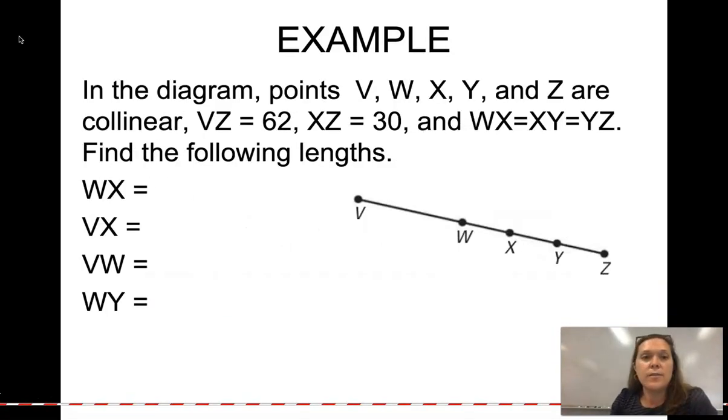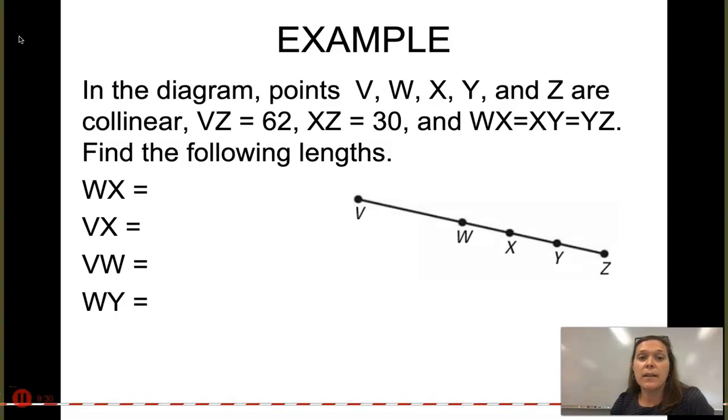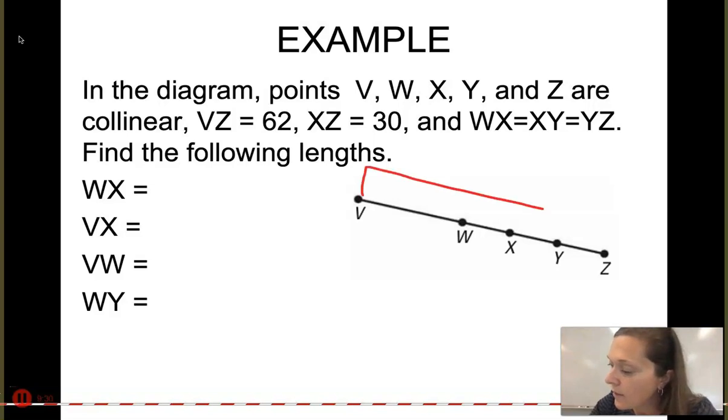All right, now let's do some math. Here we go. In the diagram, points V, W, X, Y, and Z are collinear. So collinear, remember, means those points are all in the same line, which they look like they're all in the same line in that diagram. We are told that V to Z, so I'm going to do some labeling here. V all the way down to Z is 62 units.